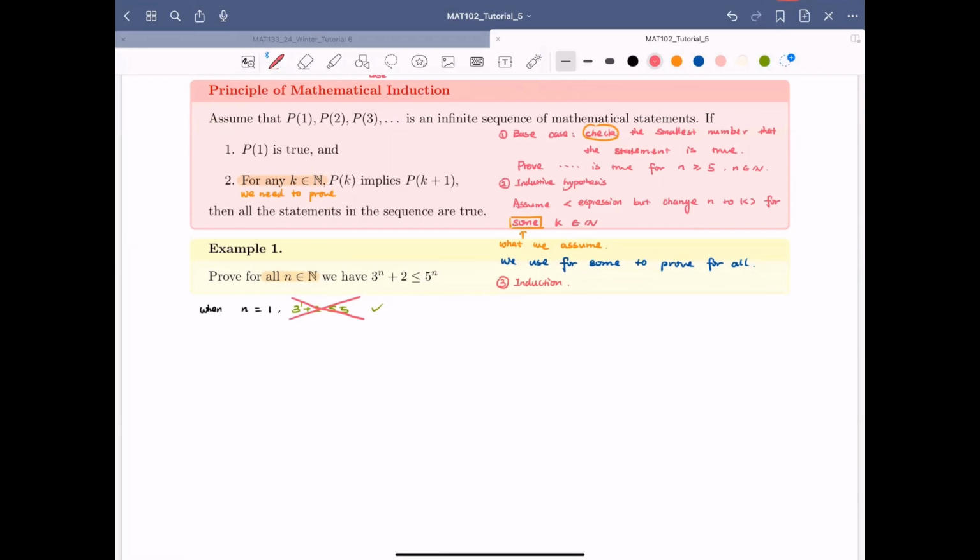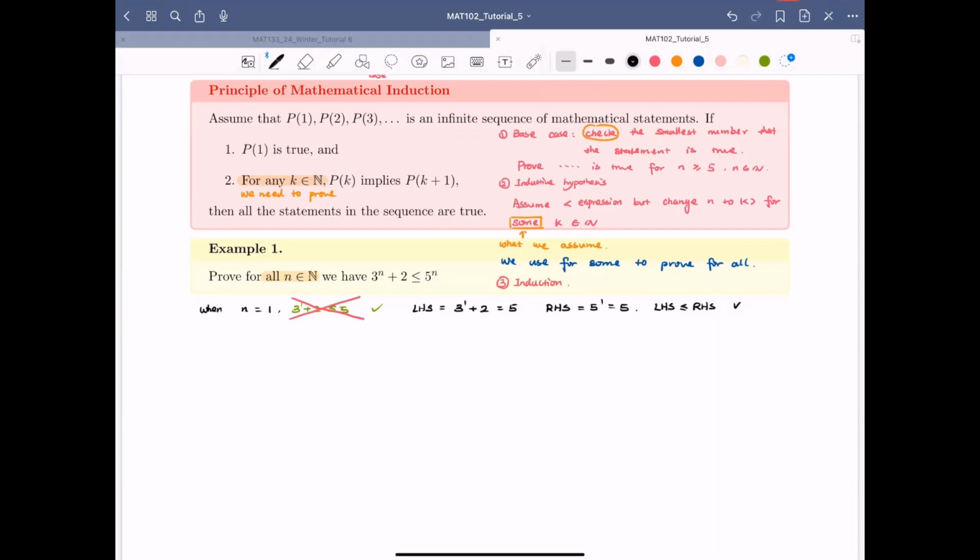So let's do it properly by writing: the left hand side is 3 to the power of 1 plus 2, which is 5. And the right hand side is 5 to the power of 1, which is also 5. Then we can see clearly the left hand side is smaller than or equal to the right hand side. So you can put a check mark here. I checked, so my base case holds.